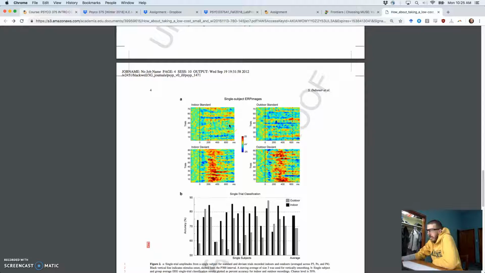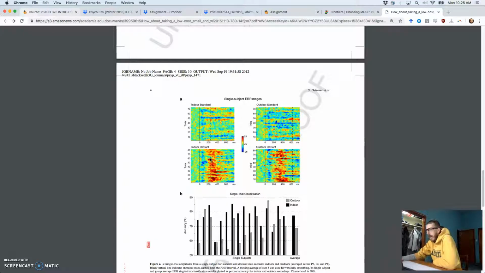So it looks like you can tell the difference, whether people are inside or outside, between when they're hearing one of these standard boring sounds compared to when they're hearing one of these exciting sounds that was relevant for the task that they're doing.